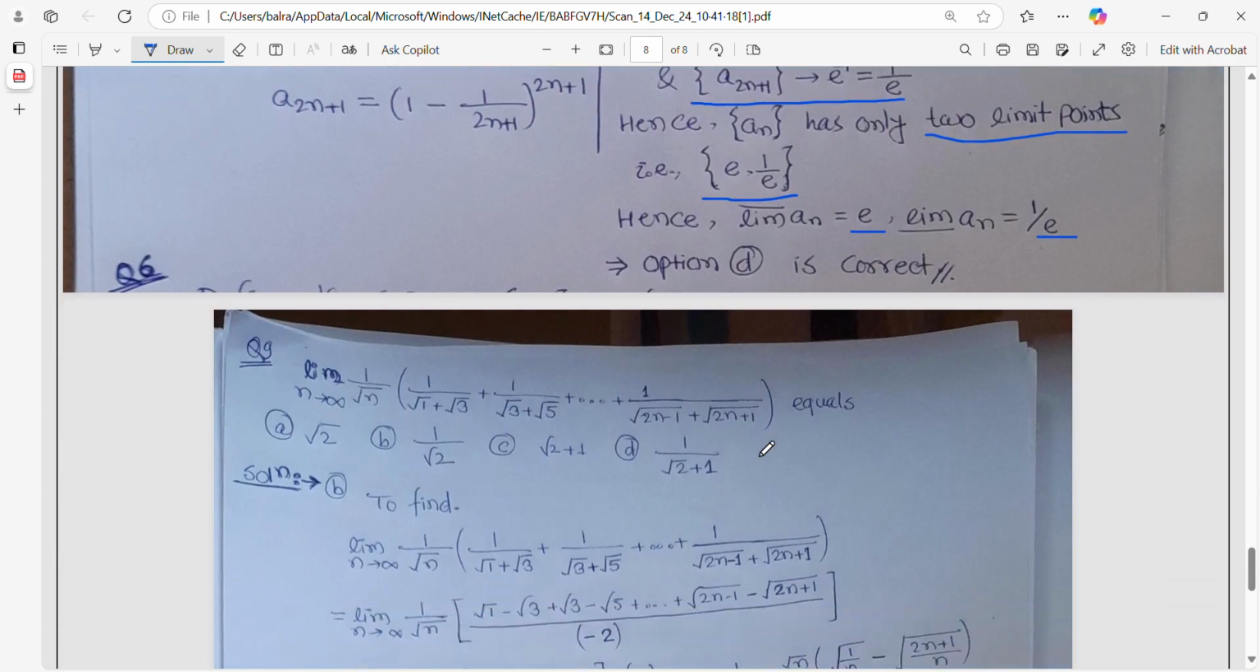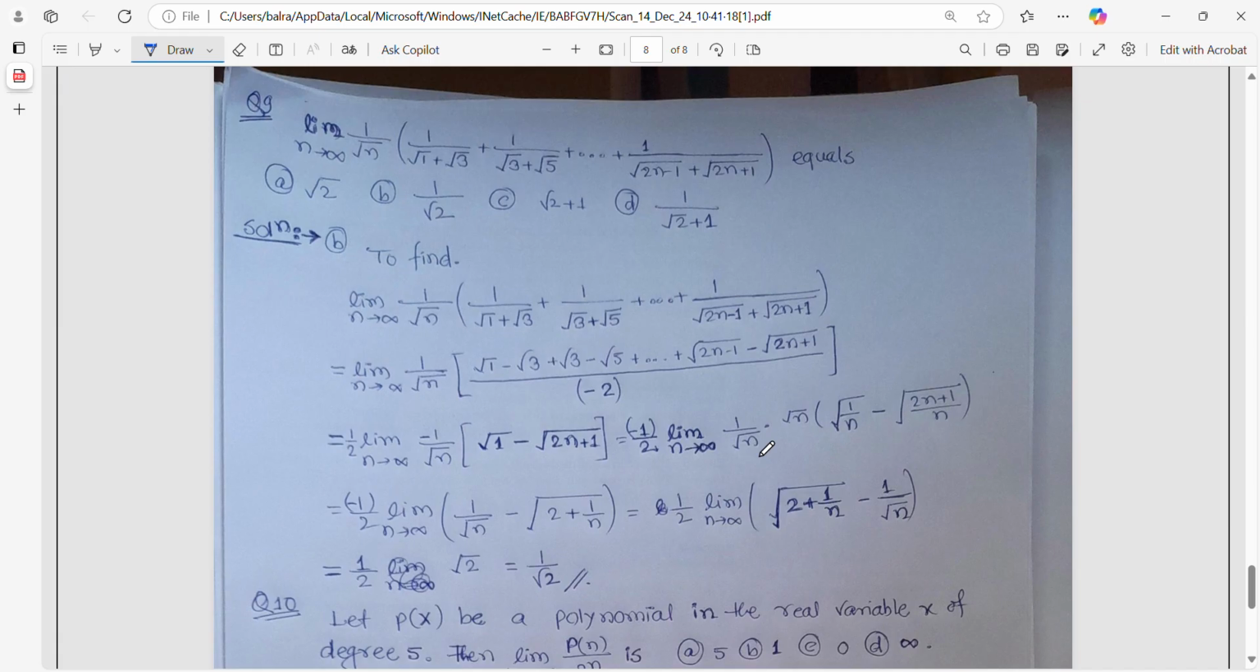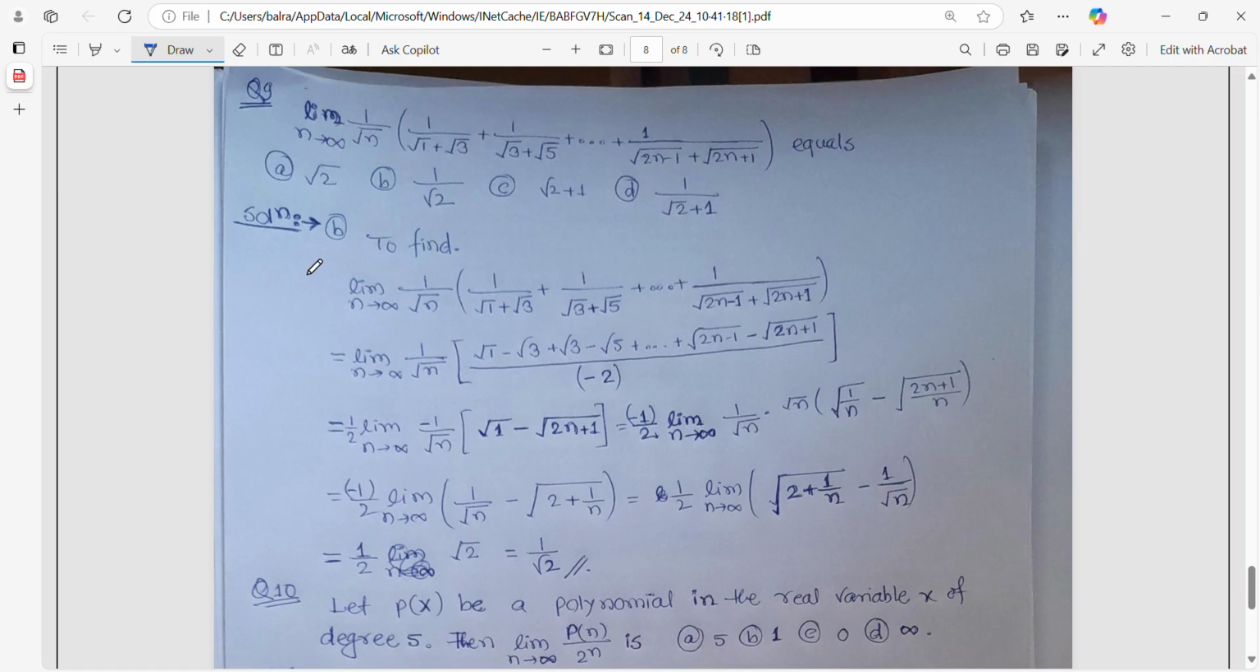Question 6 is the next question. Limit n tends to infinity of the sum 1 by (root 1 plus root 3) plus 1 by (root 3 plus root 5) plus dot dot dot plus 1 by (root 2n minus 1 plus root 2n plus 1) equals which? The options are root 2, 1 by root 2, root 2 plus 1, 1 by root 2 plus 1. To find it, we will see that option B, 1 by root 2, is correct. To find the limit, we will write all these terms here. Now how will we solve this one?